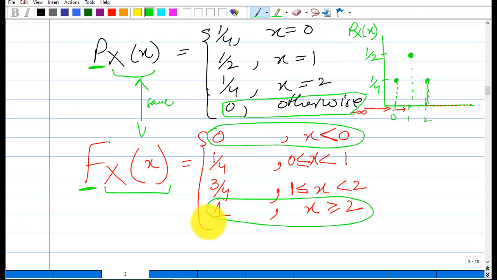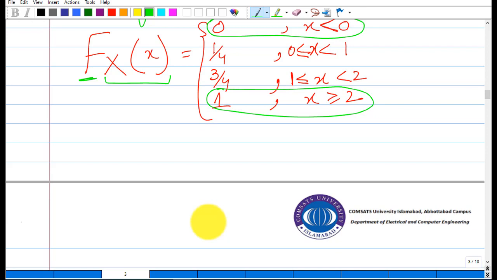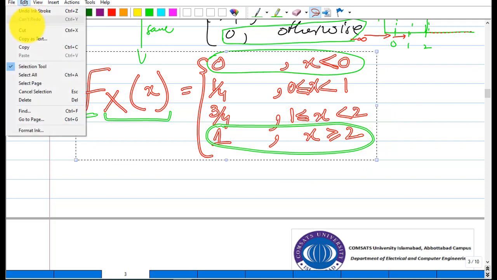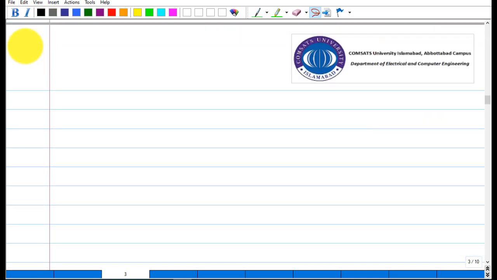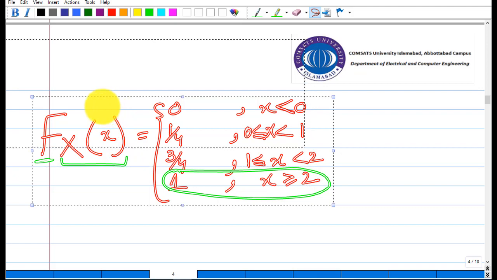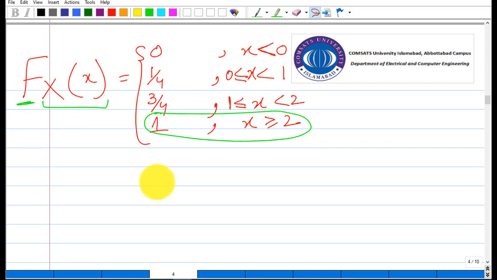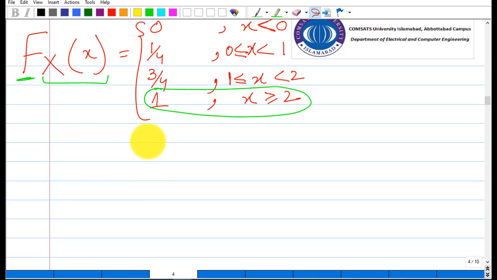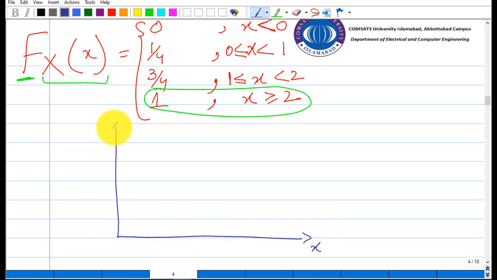Okay. Now we are going to plot it. I need to copy it to my next page, so that we can have a clear picture here. Okay, so now let's plot this function. Again, we have this y axis and x axis. So x axis is small x, and at y axis it is CDF of x.